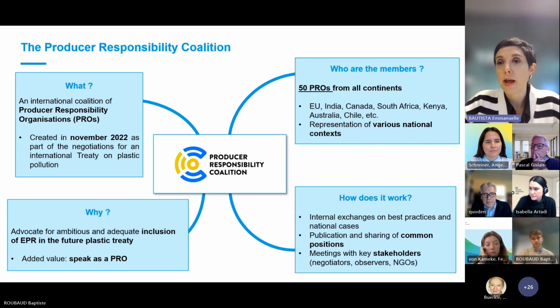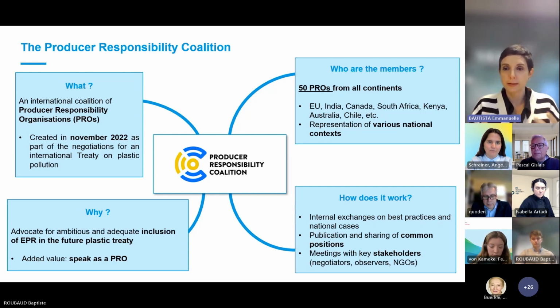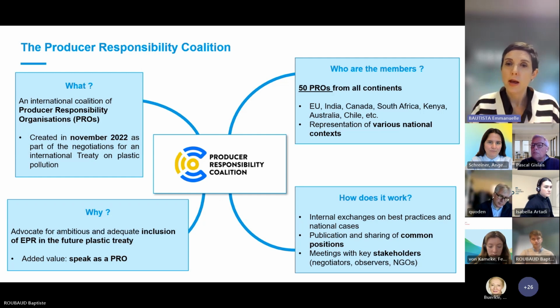accordingly to the different national contexts and constraints, because sometimes there is a criticism toward EPR that this is only a model for developed countries. So it is important that we have such different members in the coalition, showing the various national contexts.